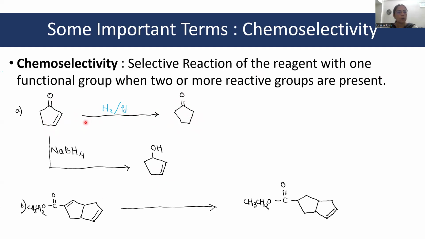Okay, there are two reducible groups. Sodium borohydride reduces the carbonyl group and H2/Pd reduces the alkene. Similarly, over here, when there are two reducible double bonds, lithium aluminium hydride will reduce this double bond over this because this is an alpha beta unsaturated ketone.